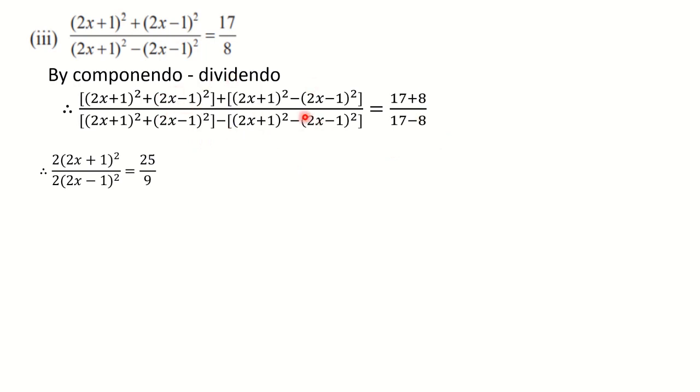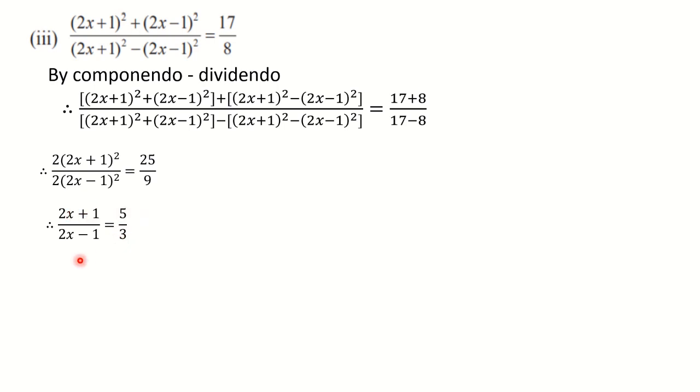Only this particular step is very important. You should write it correctly. So the next step is taking square roots. 2 will get cancelled, and let us take square roots. So what we are going to get? 2x plus 1 upon 2x minus 1 is equal to 5 upon 3, because 25 square root is 5 and 9 square root is 3.